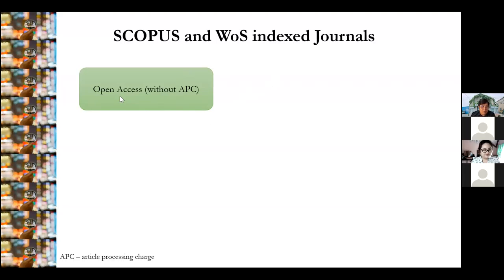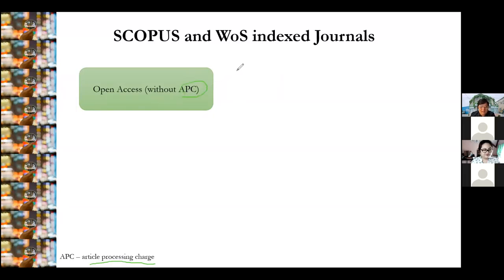Okay? When we say open access, it means it is a type of business model wherein once your paper was published, your paper will be available for everyone. Okay? So makikita yung buong content. So tawag natin dyan open access. But we have a special type of open access na tinatawag nating open access without APC. What is APC? APC is article processing charge. Okay, ito yung binabayad natin.